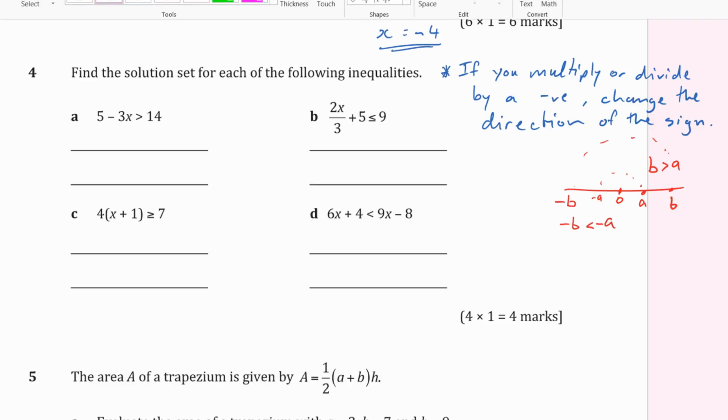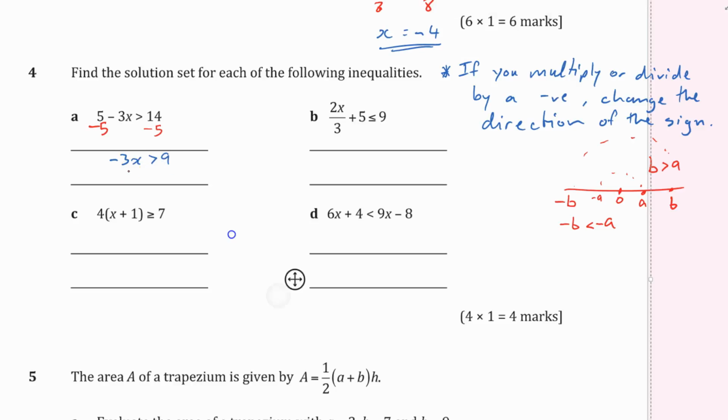So here I've got 5 minus 3x is greater than 14. First thing I want to do is get rid of the 5 because it's got less to do with my x than the negative 3. What does that leave me with? I have negative 3x is greater than, and 14 minus 5 is 9. Now, to get x on its own, the opposite of multiplying by negative 3 is to divide by negative 3.